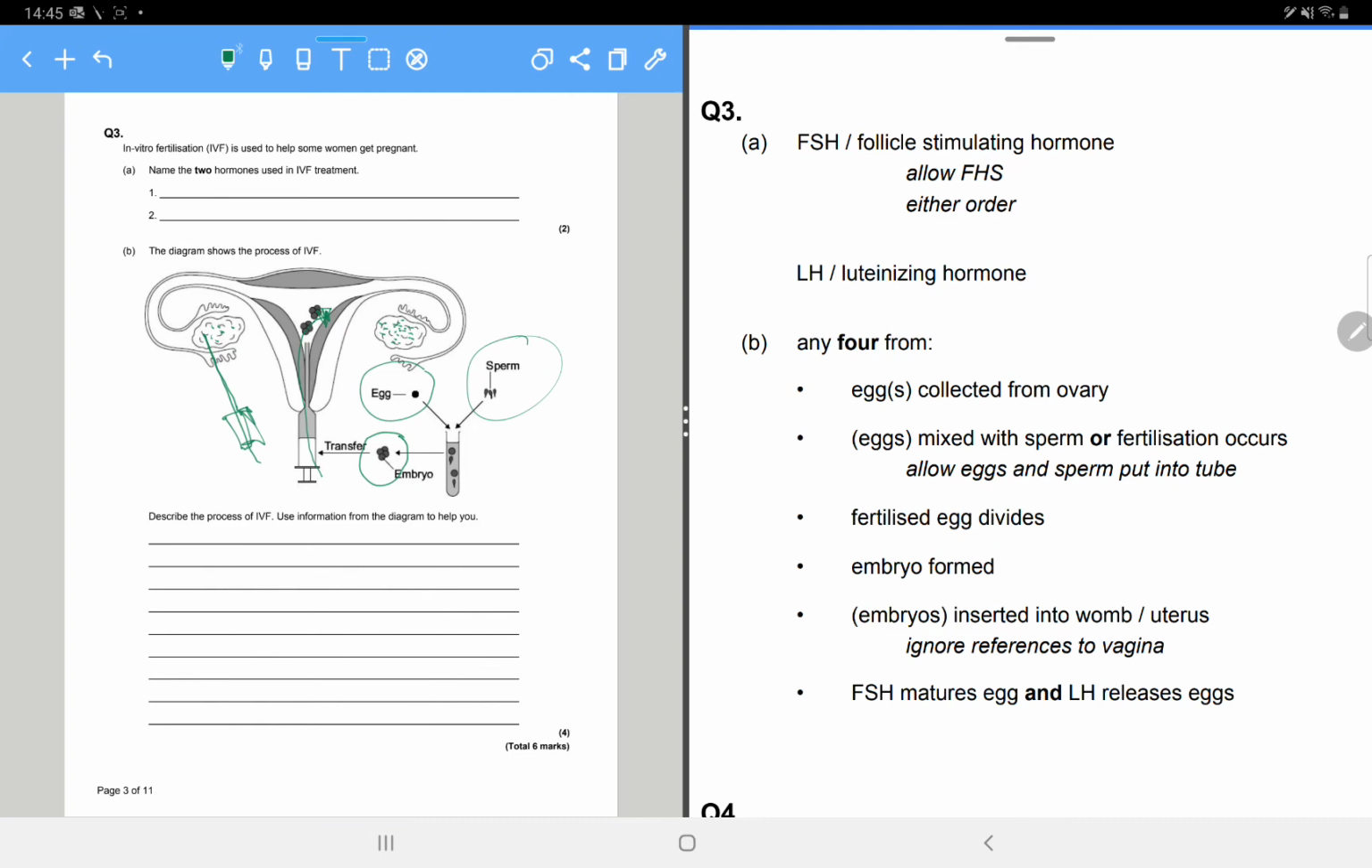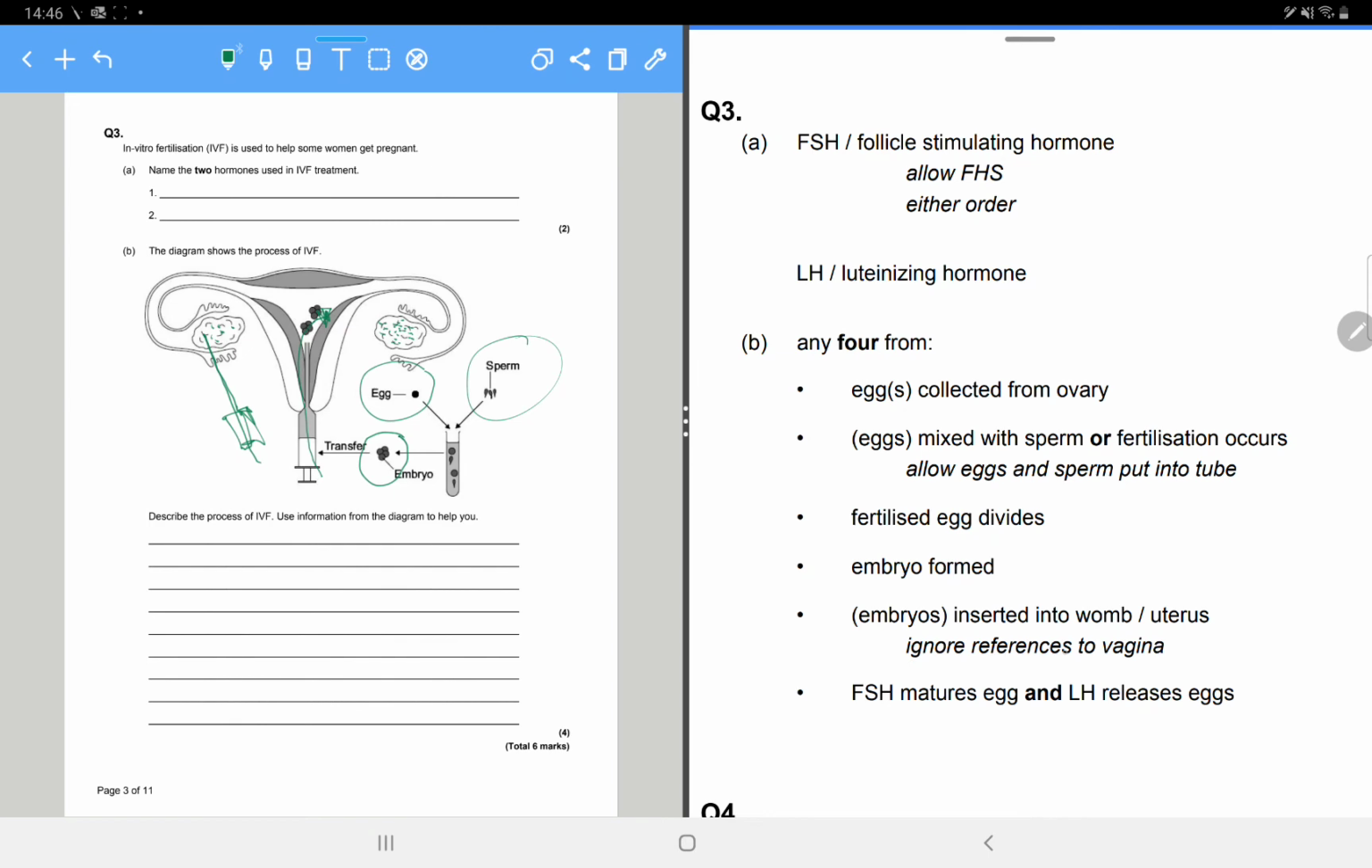I think that we should actually talk about the hormone that the woman has taken in order to increase egg production. But they started with collection from the ovary. The eggs mix with sperm, but fertilization occurs. We need fertilization there. Okay, I don't really like mixed either there. We should be thinking about fertilization, which is the fusion of gametes. Okay. The fertilized egg divides to form an embryo. The embryo is then inserted into the womb. I prefer implanted into the uterine wall.